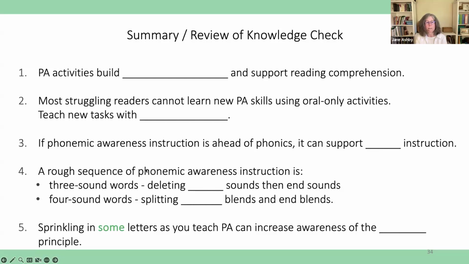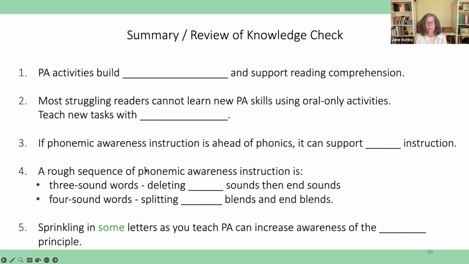Number 4, a rough sequence of phonemic awareness instruction is, this was the hard one, this was the 4 blanks. Okay. You're going to do 3 sound words. First, you're going to be deleting what sounds and then end sounds. First, many people do initial sounds, right? If you were thinking initial, that's correct. Then you're going to move to 4 sound words where they're going to be splitting, again, initial blends and then end blends.